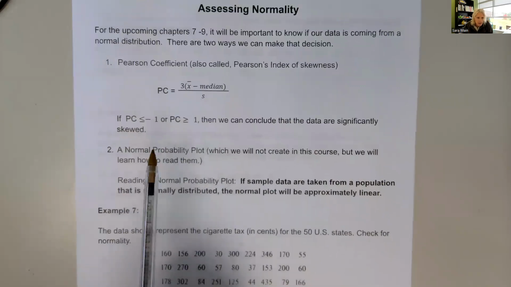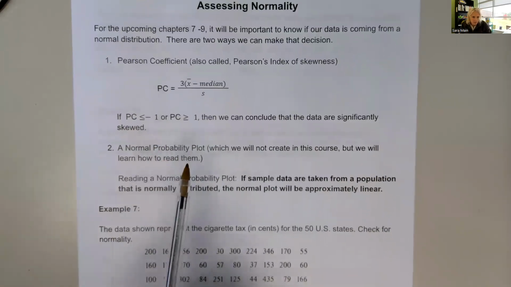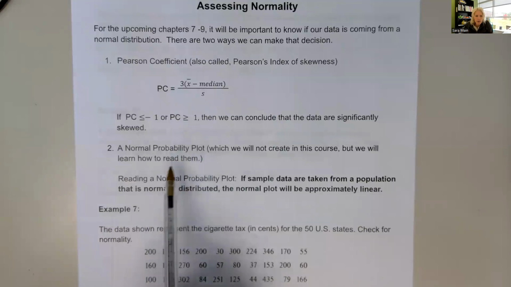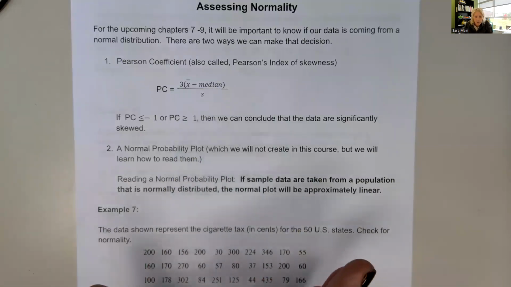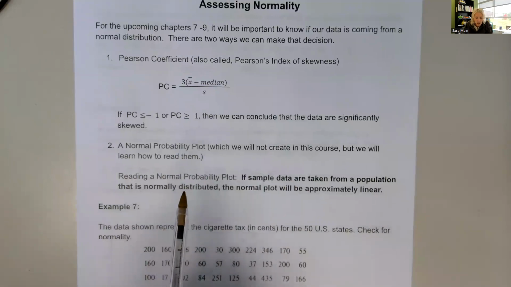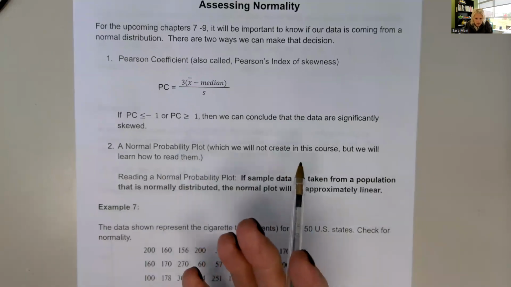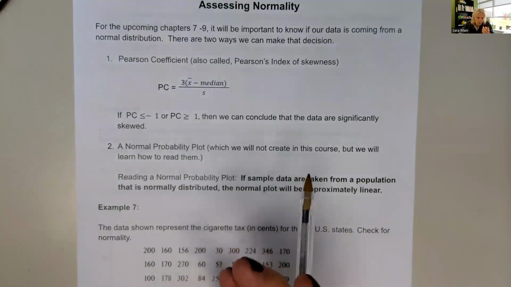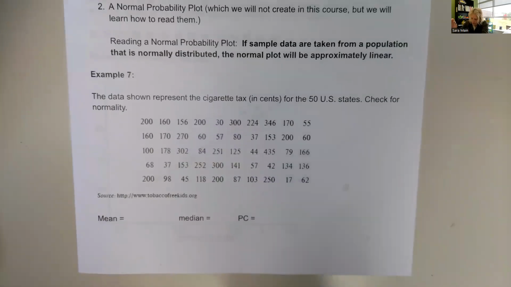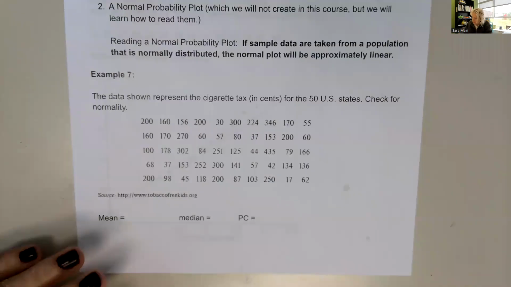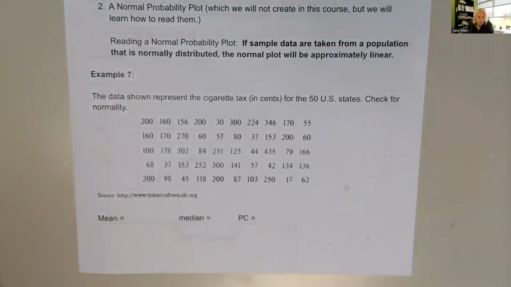The other way is using a normal probability plot. Now, I'm not going to have you make any of these normal probability plots this semester. You would do that if you were actually working as a statistician. I might give you one to let you know that the data is normal. So let's look at a couple examples of the two different situations.